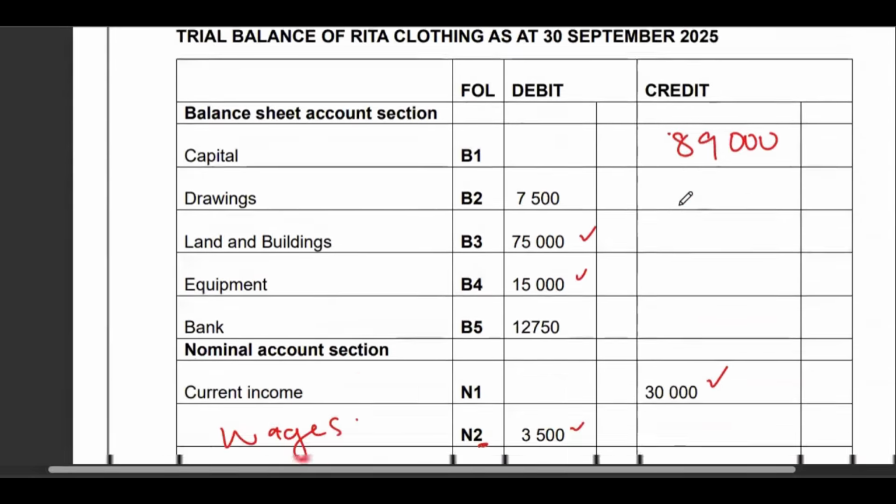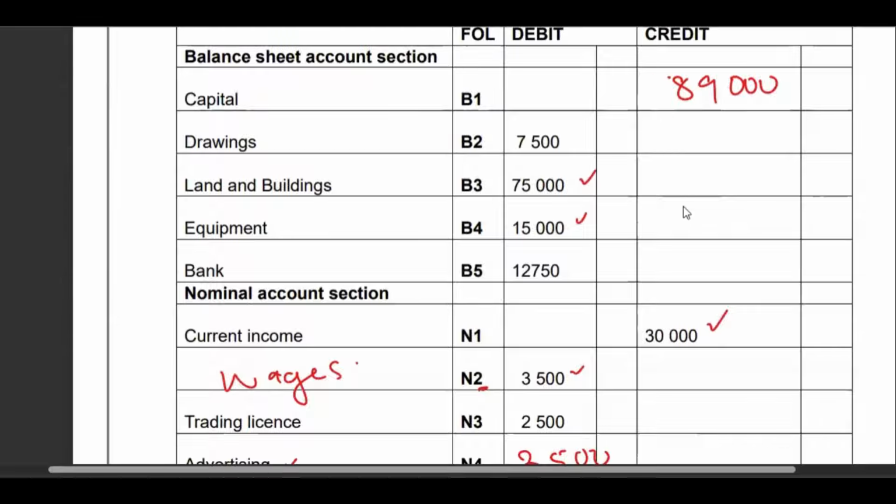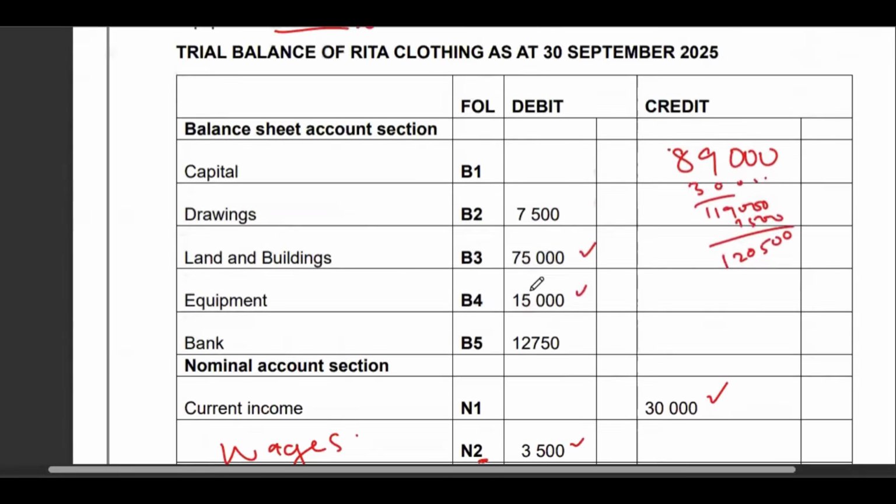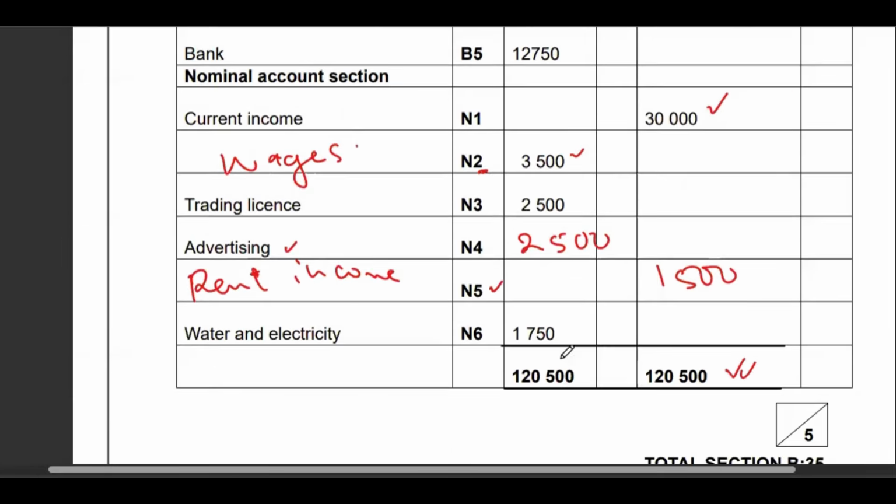And then we have that. So when you add what is on the left and what is on the right, let me start with the right. If I put a 30,000 there, I'm going to have 119,000. And then I need to add the 1.5, which gives me 120,500, which is correct. And then on this side, when you add up everything, we must still end up with the same amount. So what is on the left must be the same as what is on the right.